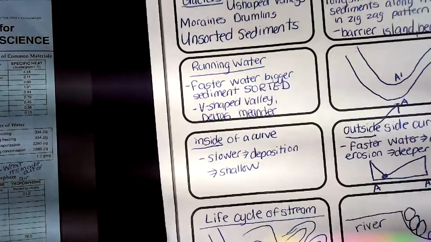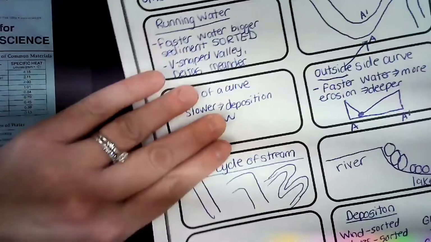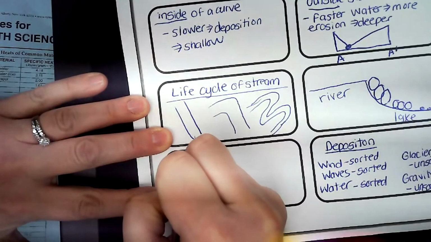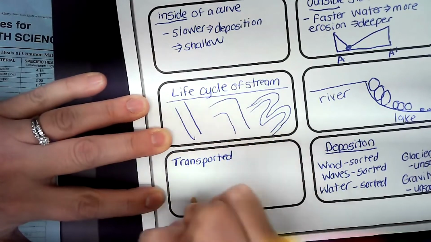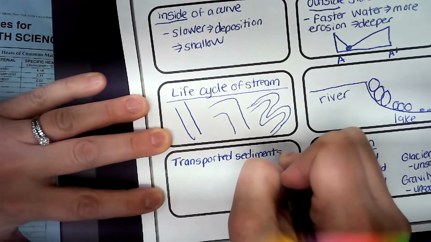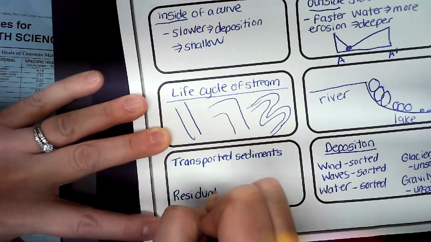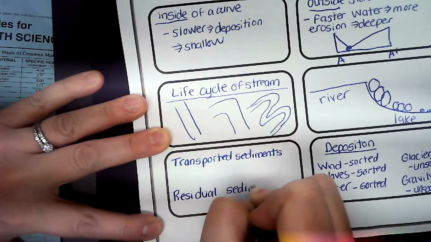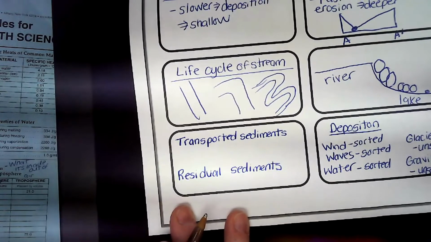Did we have an extra bubble on yours, or should I find a different spot to write this? If you have an extra bubble, write it there. If not, there's some room in the top margins and the bottom margins. The 2 phrases: transported sediments versus residual sediments. That shows up a couple times on the test tomorrow.